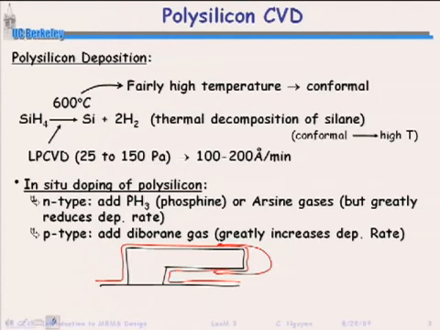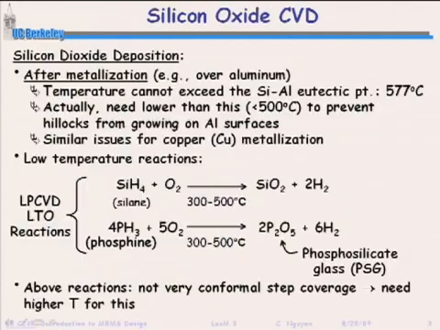So for aluminum, if you have aluminum in contact with silicon and you expose that to a temperature greater than 577, you'll get a eutectic reaction. A silicide could form at that point. You actually need lower than even that temperature, because even below that temperature, say around 500 degrees C, you can grow hillocks on your aluminum. So for aluminum, you basically want to be below about 500 degrees C.